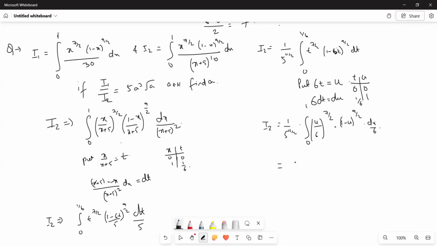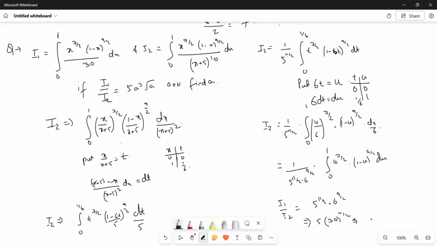So this will end up becoming 1 by 5 to the power 11 by 2 into 6 to the power 9 by 2 into the integral 0 to 1 of u to the power 7 by 2 into 1 minus u to the power 9 by 2 du, which is I1. So I1 by I2 will be 5 to the power 11 by 2 into 6 to the power 9 by 2. Now combine this.